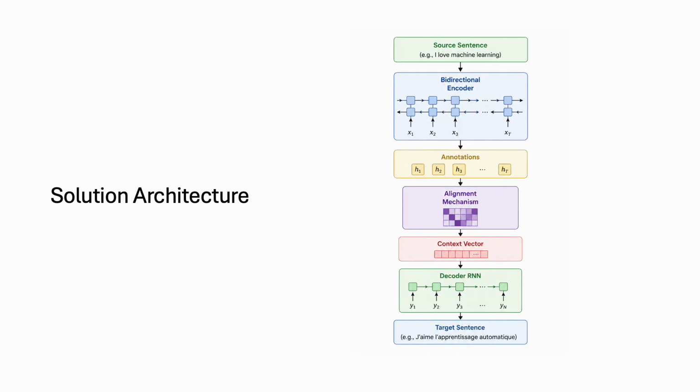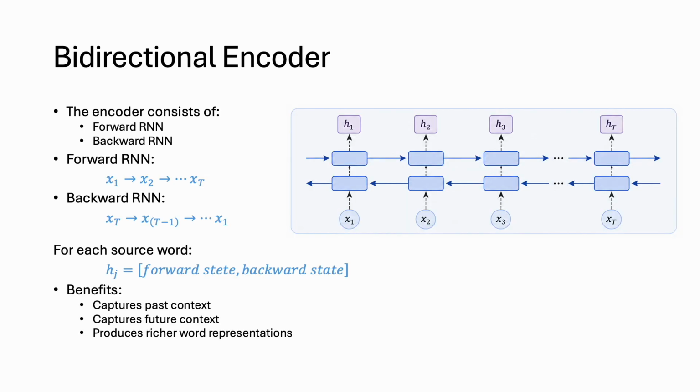So here's a graphical look at how the solution looks. The main components of the solution are the encoder, which is a bidirectional RNN, the alignment model, which is a feed-forward neural network, and the context vector and the decoder. Okay, let's look at each part one by one. As the encoder, they use a bidirectional recurrent neural network.